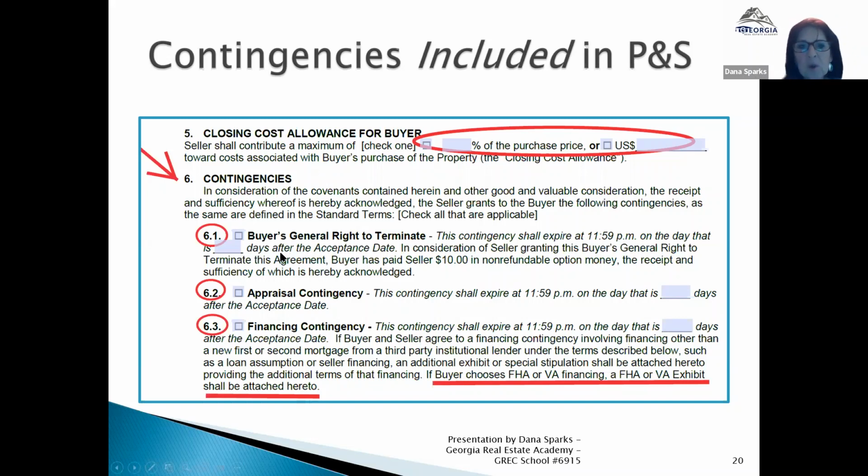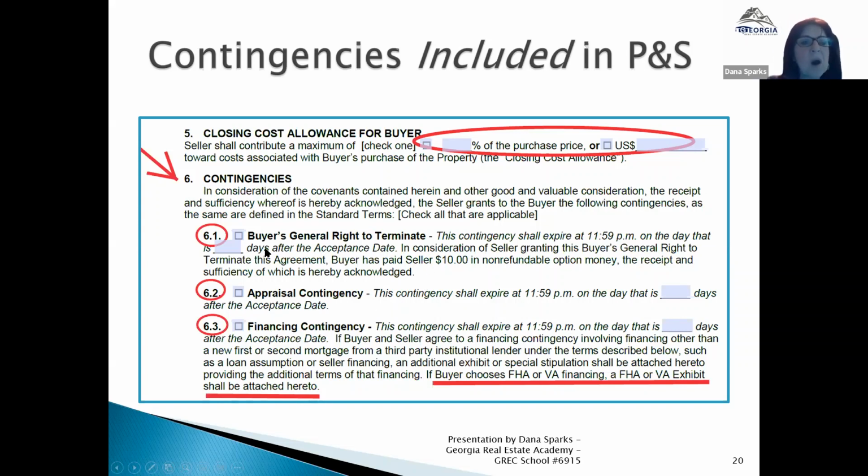So, in other words, if you put buyer's general right to terminate, due diligence period, and let's say you fill in the blank here that says 7 days, if you don't check the box, there's no due diligence period. Appraisal contingency. If you do not check this box, there is no appraisal contingency. Financing contingency. If you do not check this box, it is not subject to financing. It is an all cash deal.